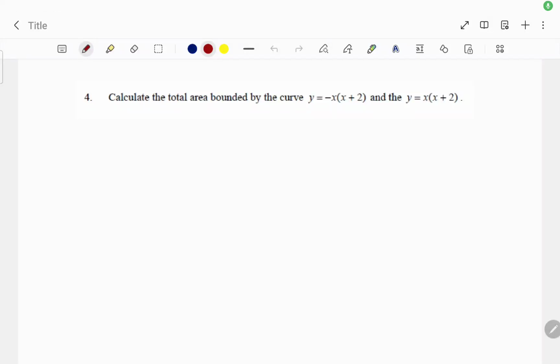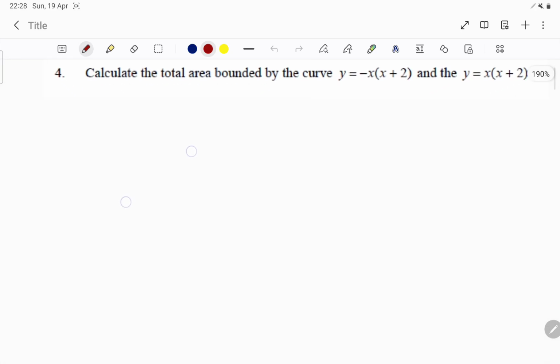Let's go through the tutorial questions for the topic of integration. For question number 4, calculate the total area bounded by the curves y equal to negative x multiplied by (x plus 2) and y equal to x multiplied by (x plus 2). So we have two curves: y equals negative x(x plus 2), and the other one is y equals x(x plus 2).